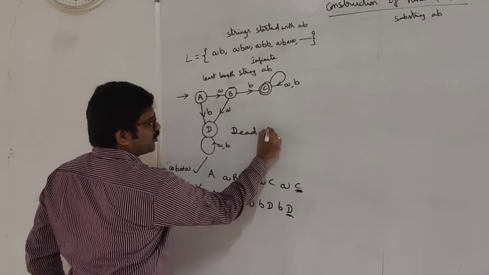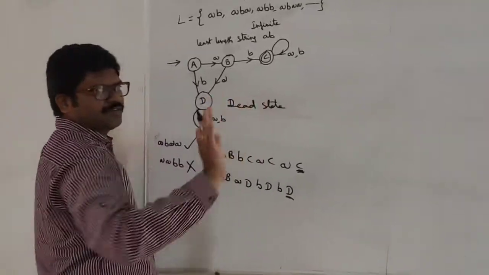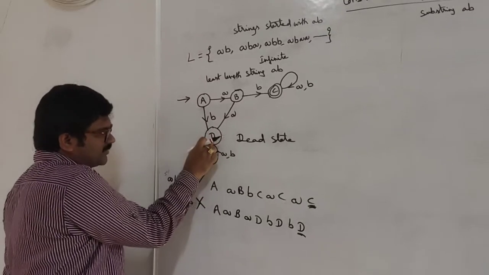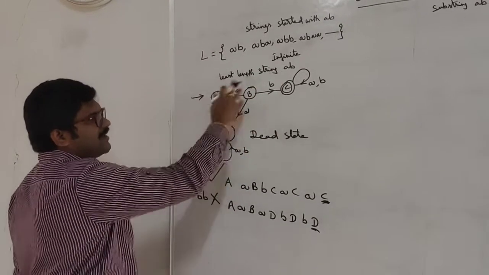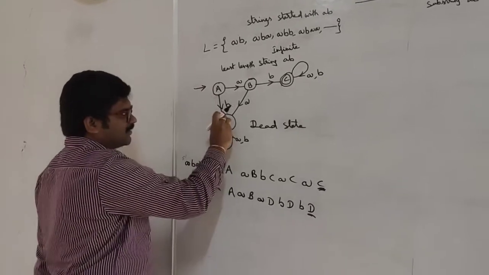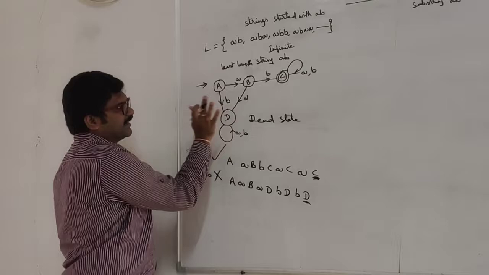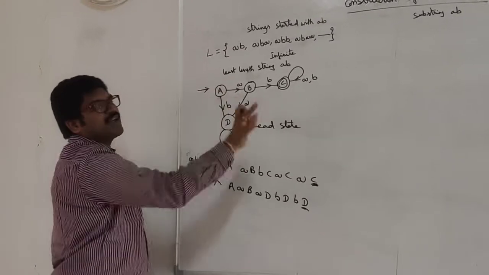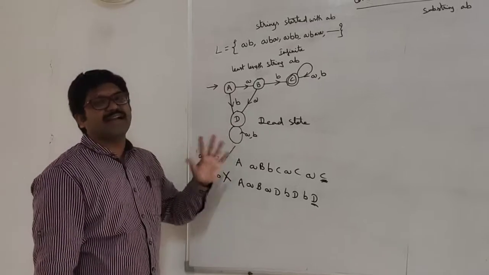This kind of state we call a dead state in any DFA. Why? Because if you move on to the D state, from this state you cannot move on to any other state. A, B, C you cannot move. So this is the final state, the end state, the dead state. So from this state you cannot reach any other state. That's the reason this state is called a dead state.